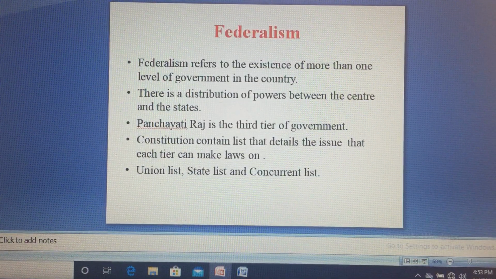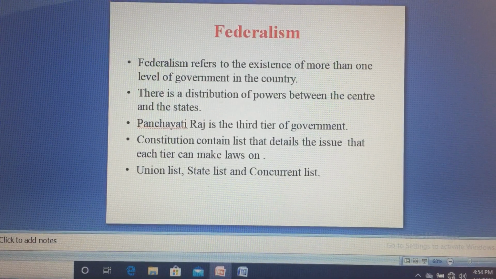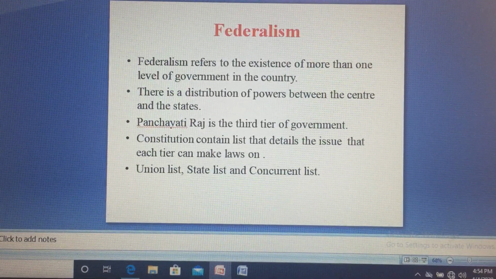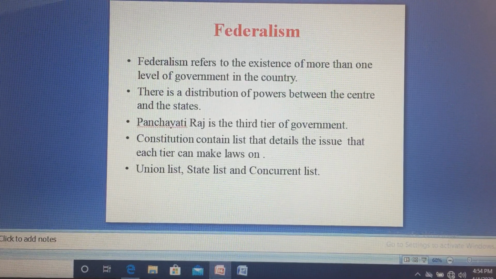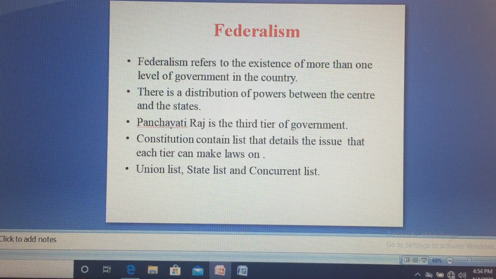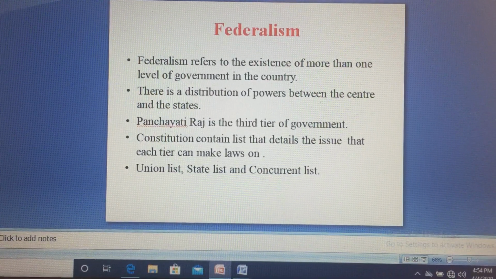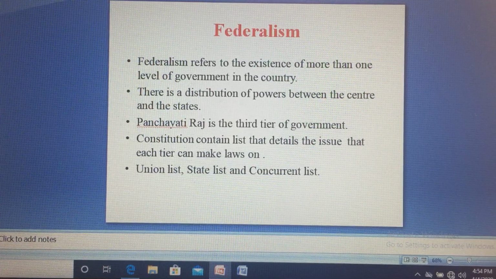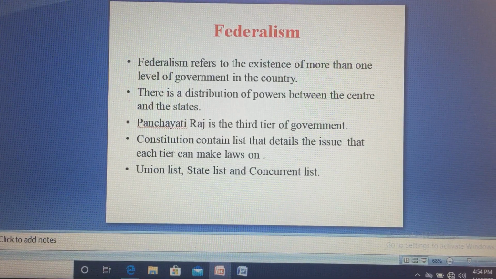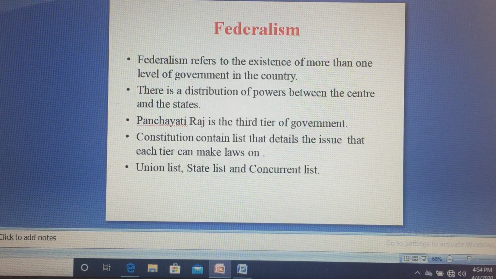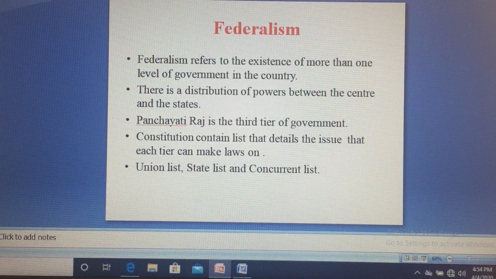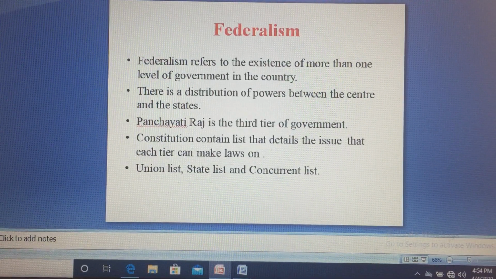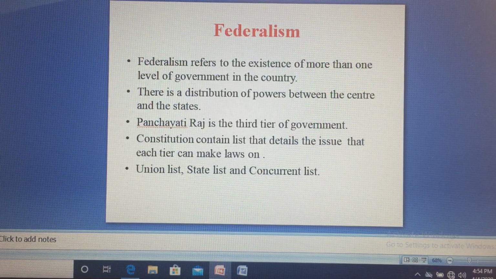Let's discuss federalism. So children, federalism refers to the existence of more than one level of government in a country. There is a distribution of power between the center and the state. Power is divided. You must have heard about unitary government, where there is only one level of government, like Britain, where a prime minister manages the whole of Great Britain. And in India, we have a federal system. Power is divided between state and center.